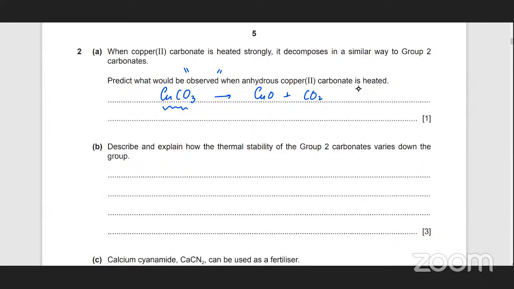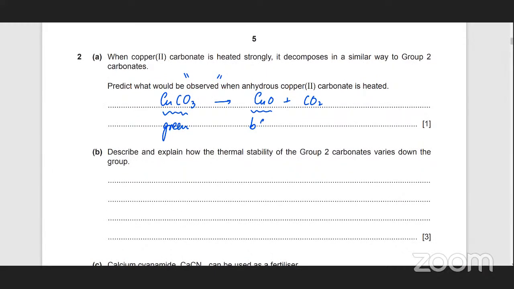Forming a white solid? Because copper is a transition metal, it's not going to form white solids. Remember, this is green in color, and copper oxide is black. Someone said that. So that is a black precipitate, a black solid. Remember these colors, both of them. You have to remember this.